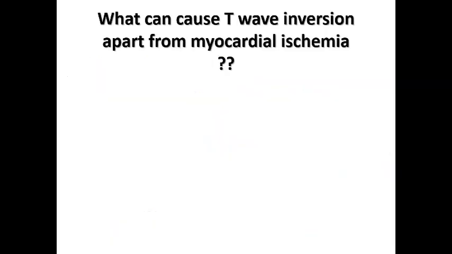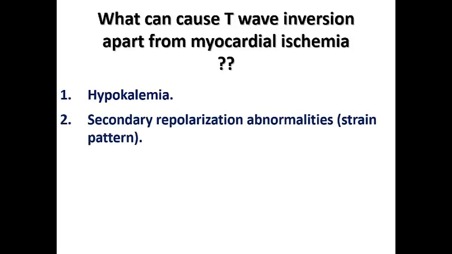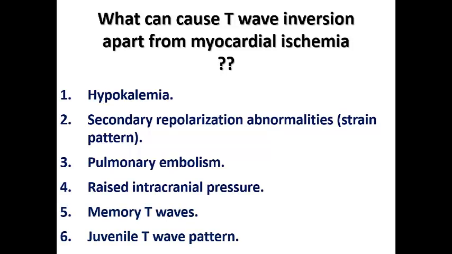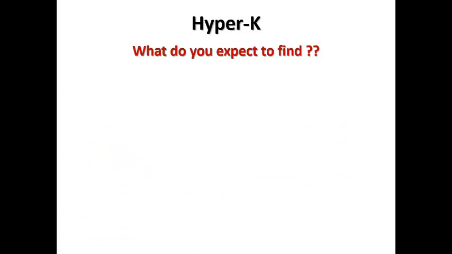Now we have finished the first part of our lecture about T wave inversion in myocardial ischemia. Now to the second interesting part, which we have dedicated a lecture in order to discuss it. What can cause T wave inversion apart from myocardial ischemia? We have many pathologies like hypokalemia, secondary repolarization abnormalities or the strain pattern, pulmonary embolism, which is usually forgotten as a cause of T wave inversion, raised intracranial pressure, memory T waves, and the juvenile T wave pattern, which is a normal variant. Let's start with the potassium disorders.